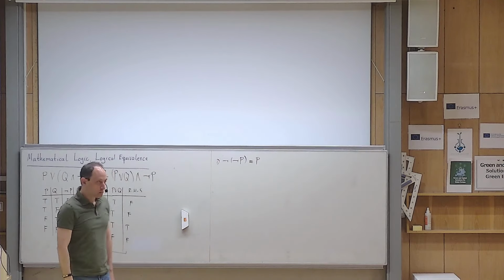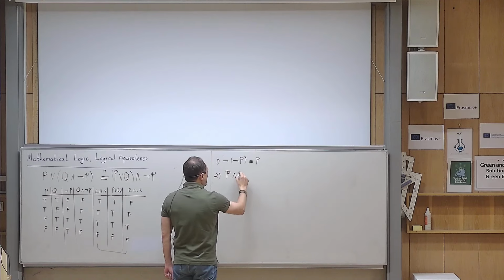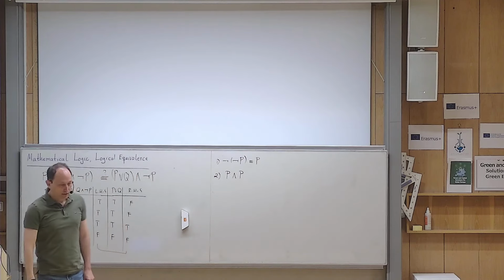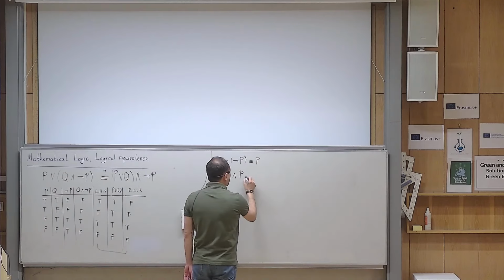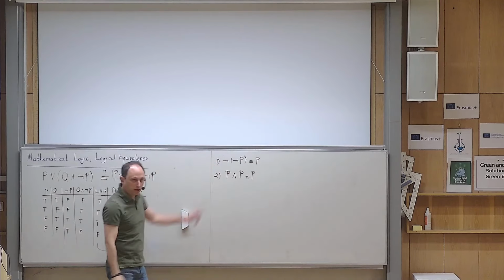So what do you think about this? If I take a proposition and have the conjunction of that proposition with itself, can I simplify it a little bit more? P itself, yes, it seems so. But of course, if someone asks you to prove it, how do you prove it? For example, how do you prove this one? You need to write a table. How many rows do I need?